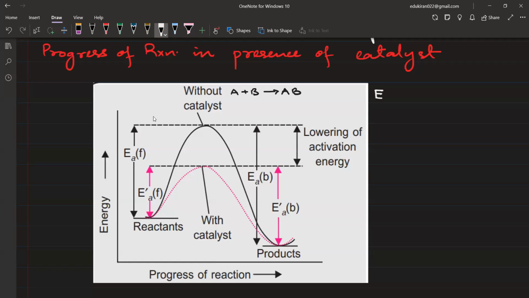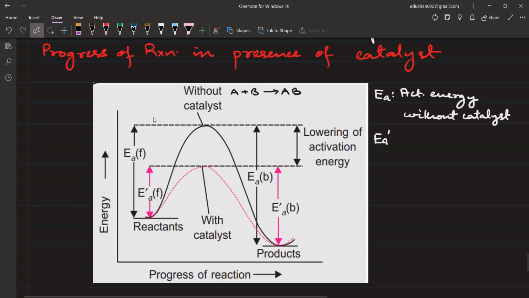So EA is the activation energy without catalyst. Now we have EA dash. This part here, which is smaller, is the activation energy with catalyst. Okay, activation energy with catalyst.